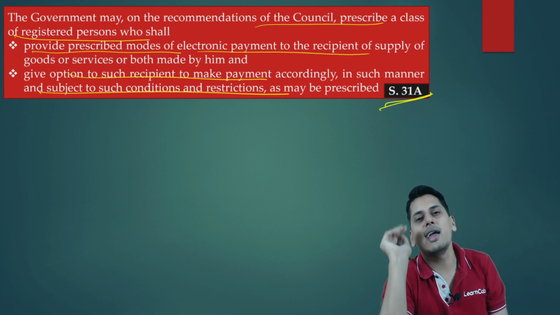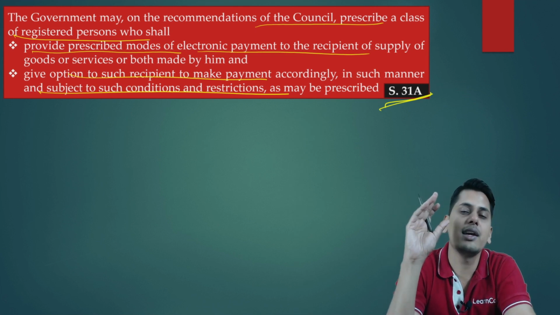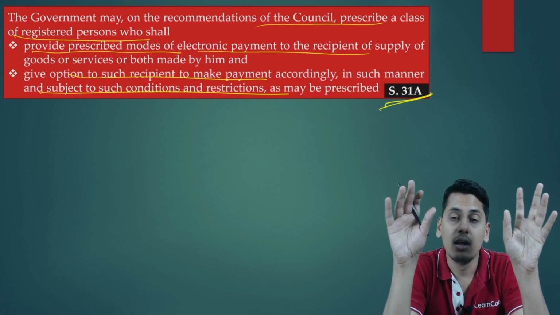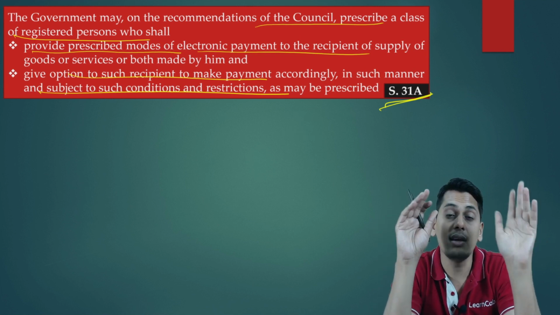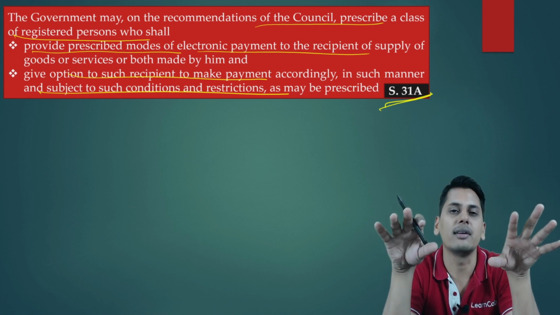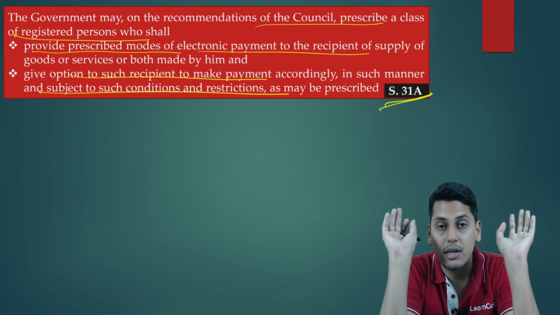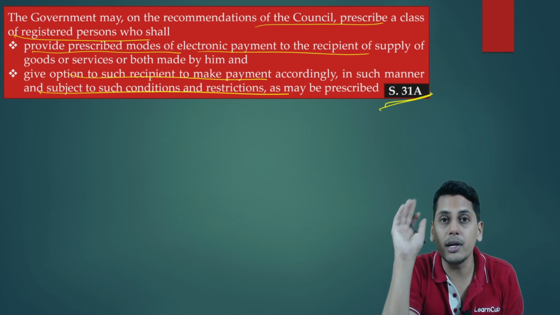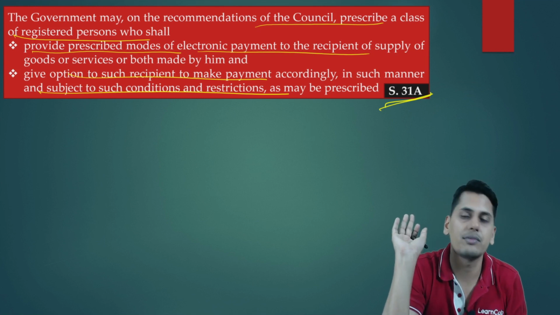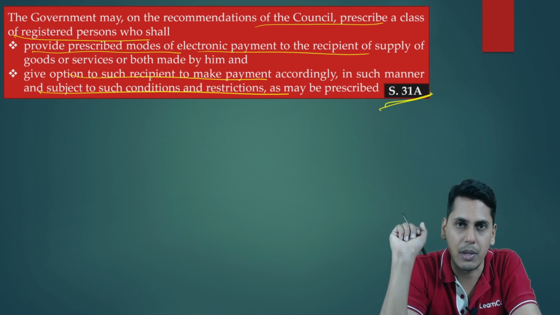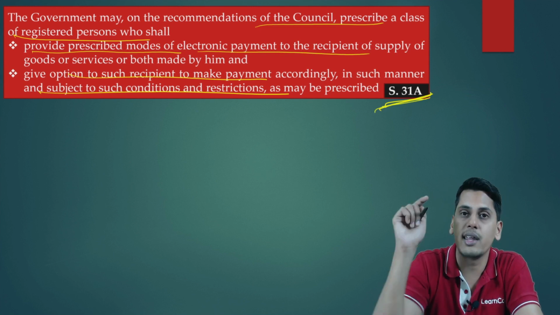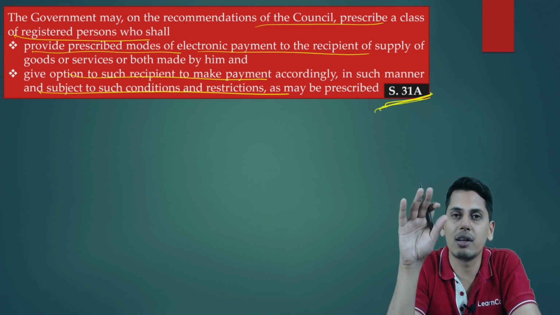So section 31A is telling you the government can notify a class of registered persons. Those registered persons, for the supplies which they are making, have to provide an option to the recipient to make digital payments. Whether the recipient is making digital payment or not is the choice of the recipient. The supplier has to give an option to the recipient to make digital payments. It is under this section 31A that the 6th proviso to rule number 46 has come.